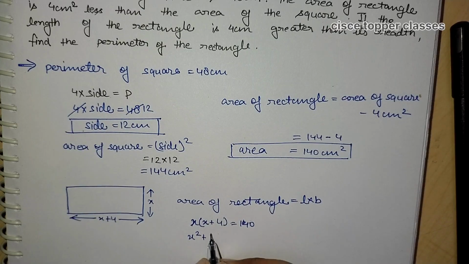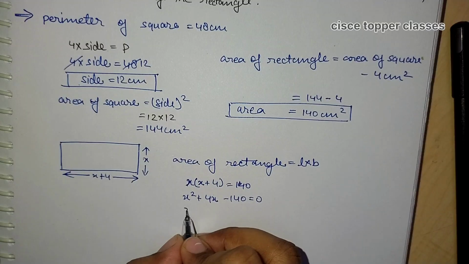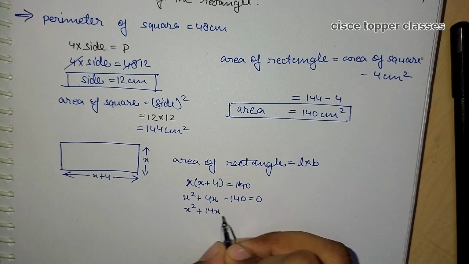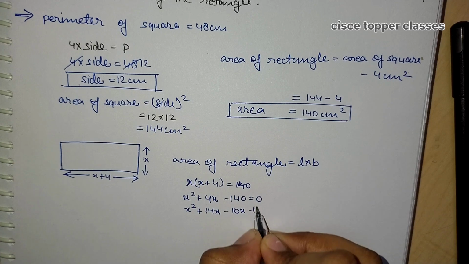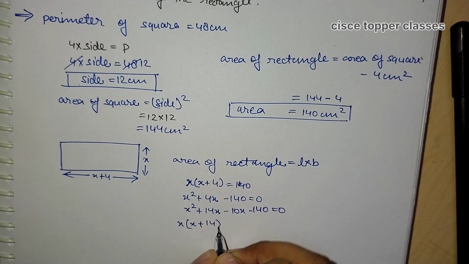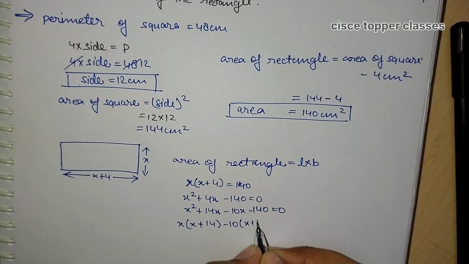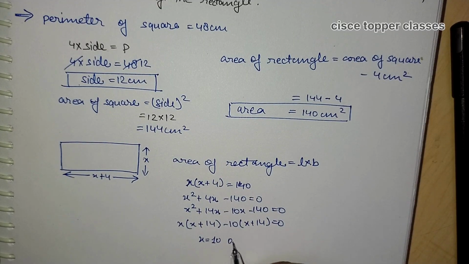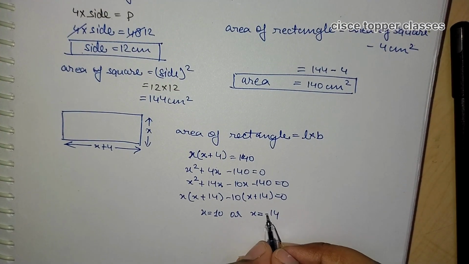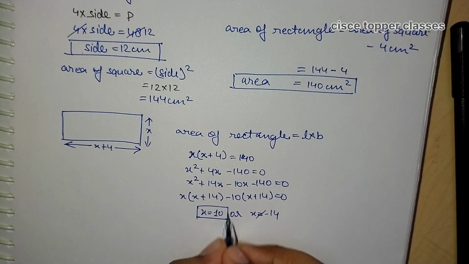So x square plus 4x minus 140 equal to 0. So x square plus 14x minus 10x minus 140, we will take common from that. x into x plus 14 minus 10 into x plus 14 equal to 0. So this will be x is equal to 10 or x is equal to minus 14. So x is equal to minus 14 is not possible. So we'll take x is equal to 10 here.